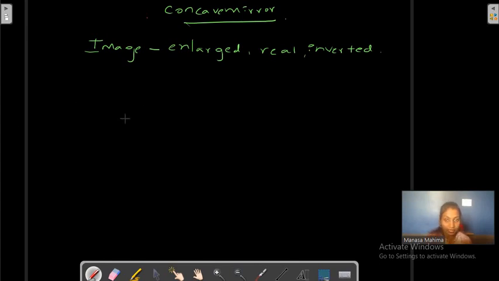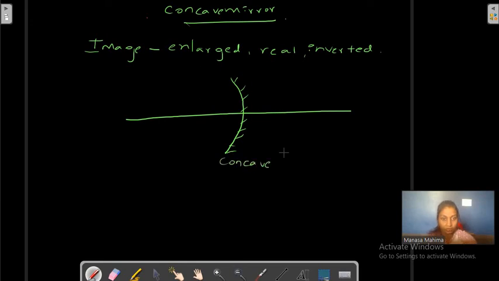And I will take the diagram like this, where I will write this is a concave mirror, right? Concave mirror, and here I can mark the points. This is the pole, right? And for a concave mirror, how will we write the center of curvature? It will be towards the left side, right?